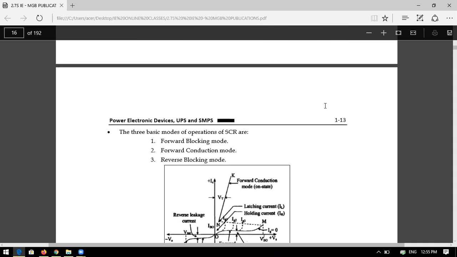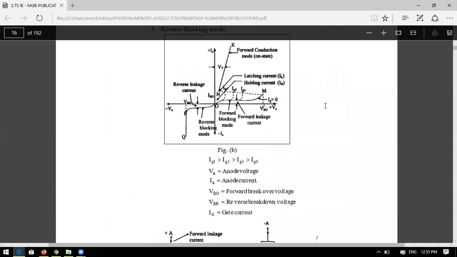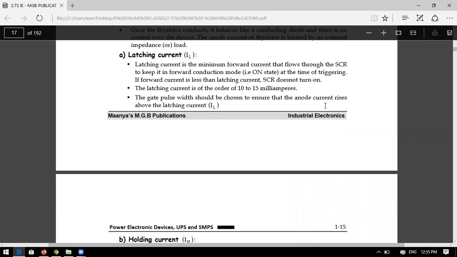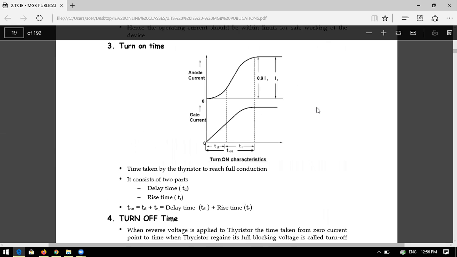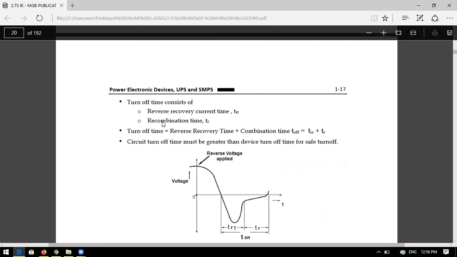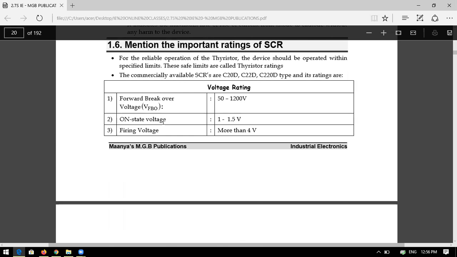So when we are talking about the SCR, you are also discussing the main parameters of the other thyristor family members. Latching current is present for other devices, holding current is also for other devices, and you can also have anode voltage, cathode voltage, current rating, dv by dt rating, voltage ratings, and di by dt ratings. You are discussing all the devices at a time, because these important parameters are present for all devices like diac, triac, as well as SUS, SBS, UJT.